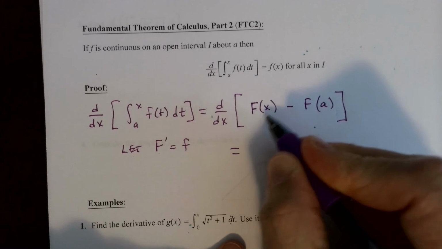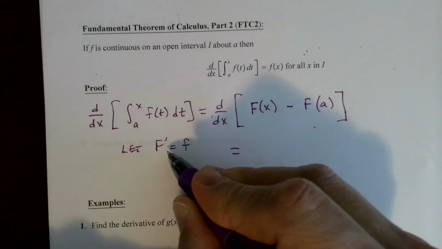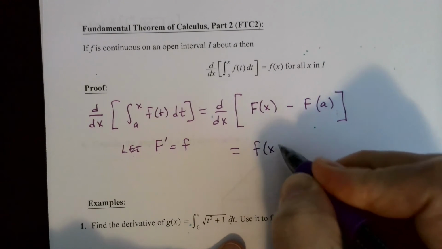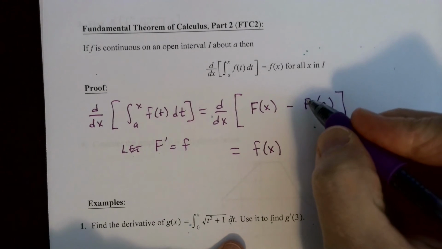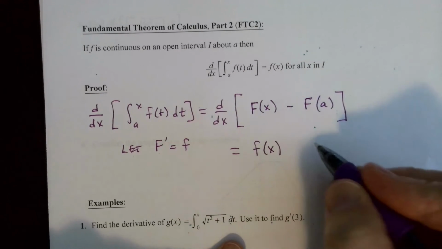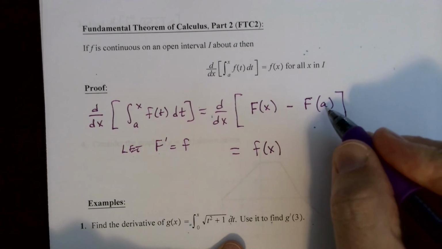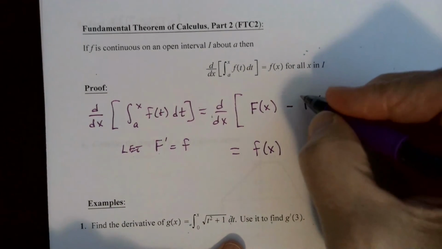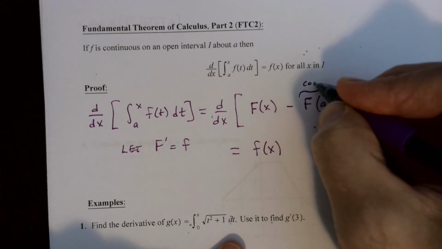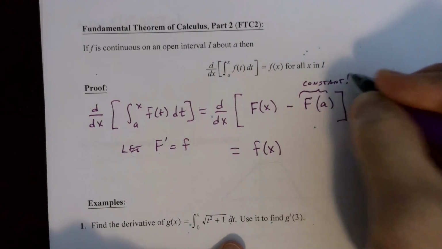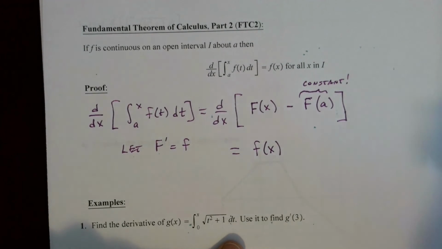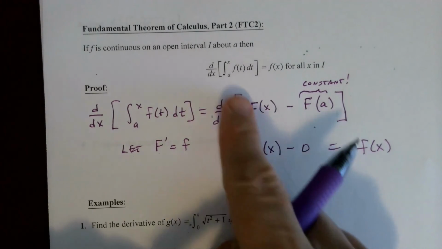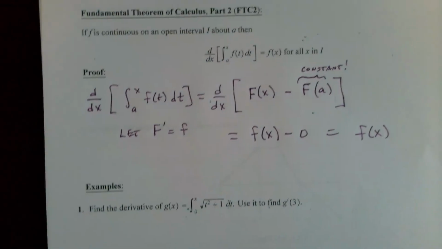What's the derivative with respect to x of capital F? Well, we know F prime is little f, so the derivative of capital F of x is little f of x. What's the derivative of F of a? Is that F prime, little f of a? No. F of a is what? A fixed value. a is a constant. F of a is a constant. There's no variable here. What's the derivative of any constant? 0, right? And so you see we indeed get f of x like we have here. So the derivative with respect to x of that is indeed f of x.